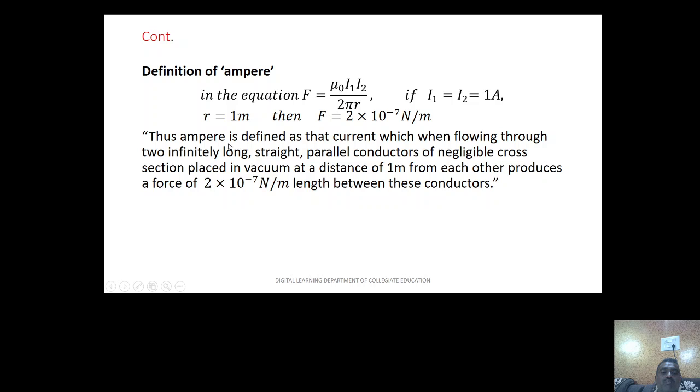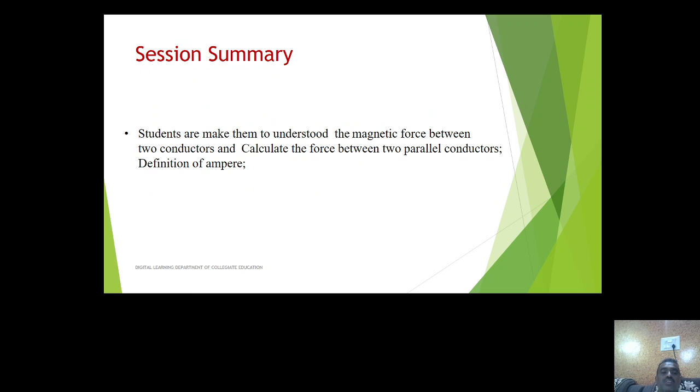Thus, ampere can be defined as that current which, when flowing through two infinitely long straight parallel conductors of negligible cross section placed in vacuum at a distance of 1 meter from each other, produces a force of 2 into 10 to the power of minus 7 Newton per meter length between these conductors. Finally, here you can clearly follow the definition of current and the force between two parallel conductors.